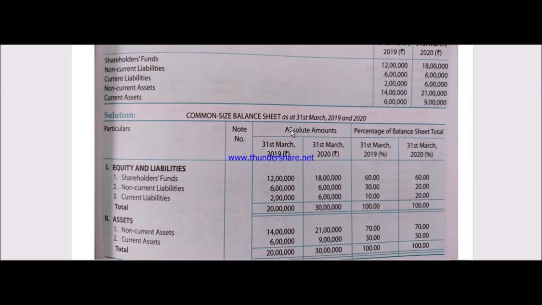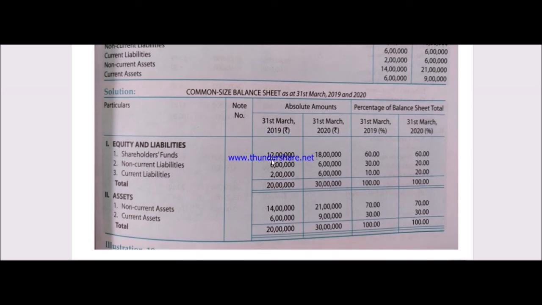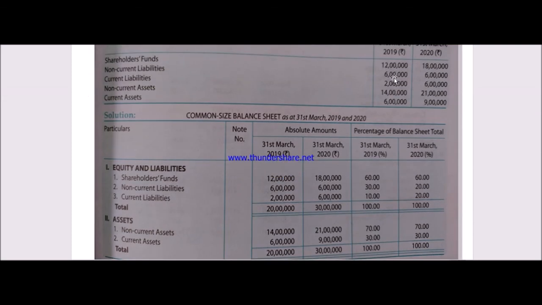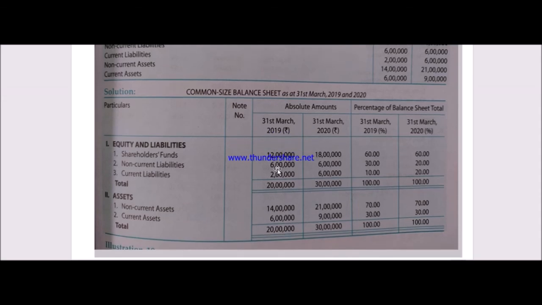Now let us see how to solve it. As usual, I told you this absolute amount you don't have to worry that much. You can just write whatever is here in these columns. Please write down those. You don't have to do any other thing. Now, how to calculate this percentage? What did I say? In this liability side, you have to take the total liabilities as 100. So in 2019, total liabilities is 20 lakh. So that has been taken as 100.